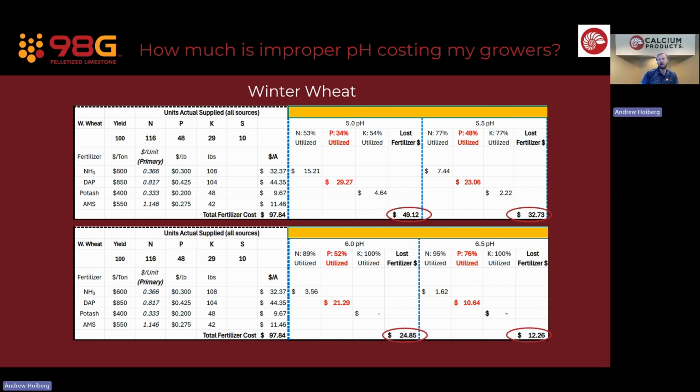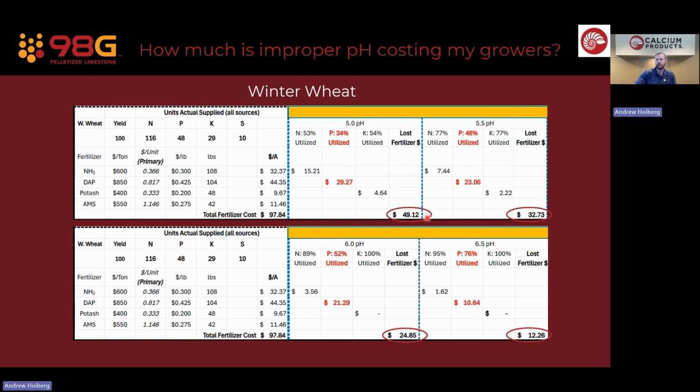Thanks, Glenn. Yeah, and I think it's important to mention here too that, and we'll get into some of this yield data from 98G, but when we look at putting out our maintenance rates of 98G, we're seeing somewhere in the neighborhood of an 8 to 10 bushel increase just from that season of application. That's looking at a 200 to 250 pound application rate, and so that can easily make up probably at least half of what we're losing here if you factor in the application cost.